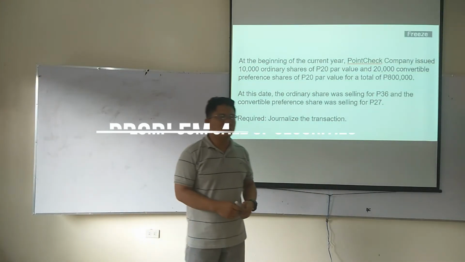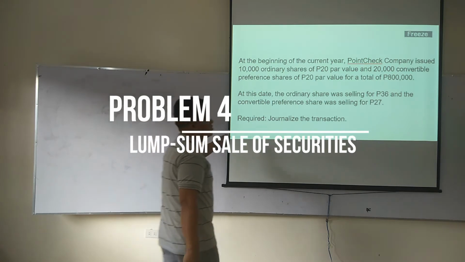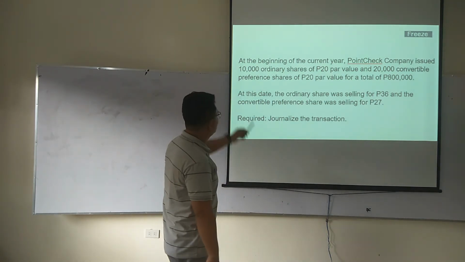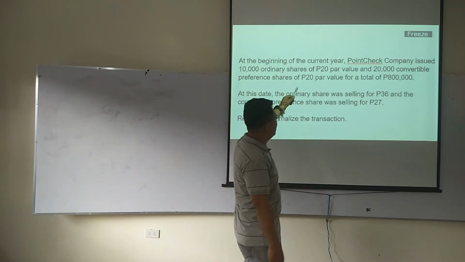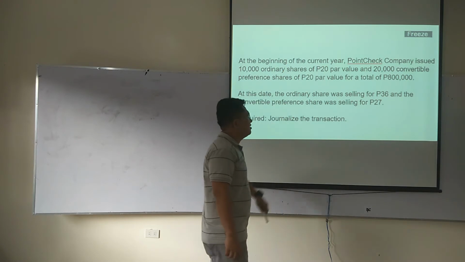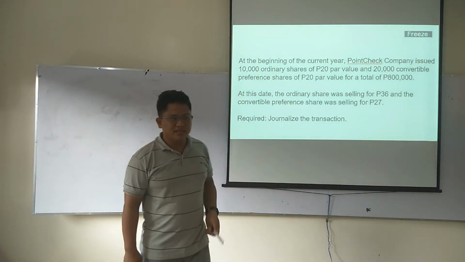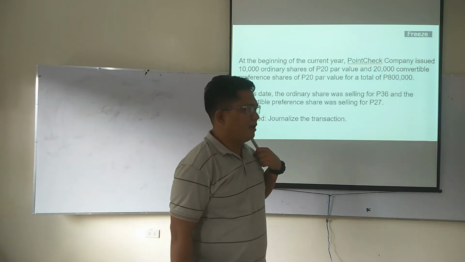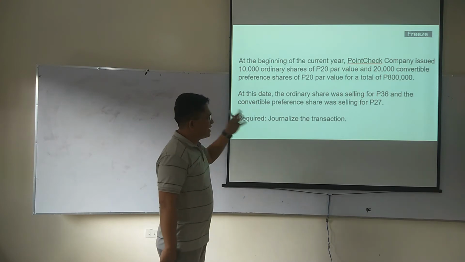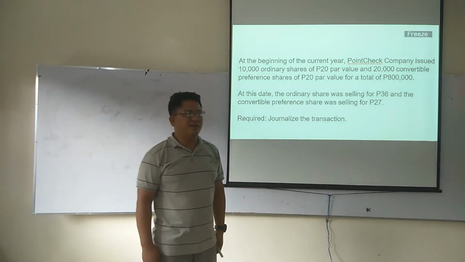Accounting for stockholders' equity. Problem 4. Requirement is to journalize the transaction. At the beginning of the current year, Point Check Company issued 10,000 ordinary shares for 20 par value and convertible preference shares with par value for a total of 800,000. This is a lump sum transaction, lump sum selling of ordinary shares and preference shares.